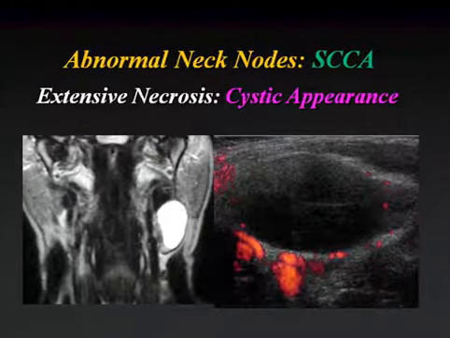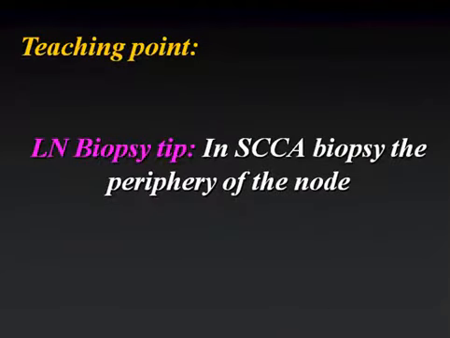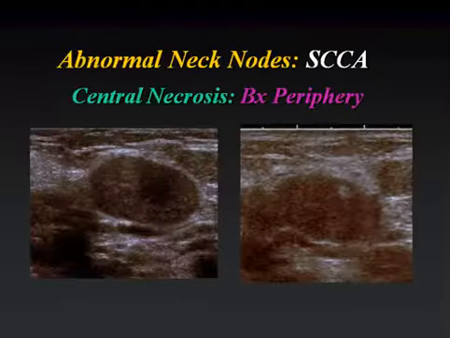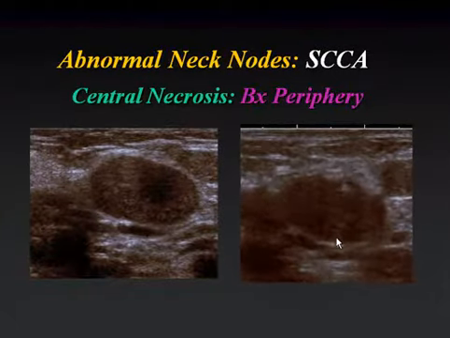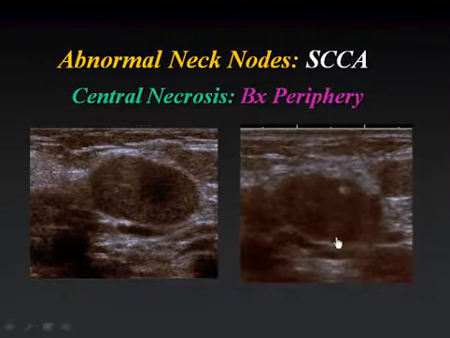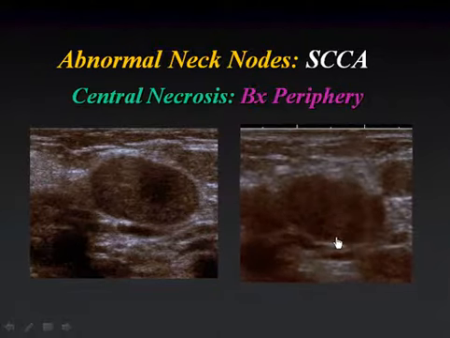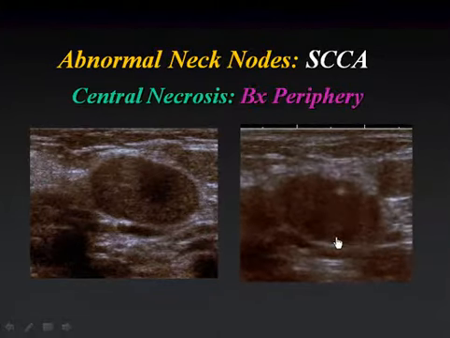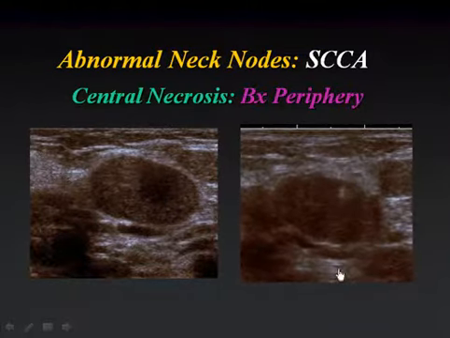And here's another example of extensive cystic necrosis, but you can see there's a little portion of solid tissue more medially, and that's where you need to biopsy. And in general, you will get much more cellularity in biopsying the peripheral portion of a lymph node. And here's such an example, previously biopsied in an outside institution, negative results. And you can see, although the node looks uniform, there was central necrosis, and we can't always see it because we don't have contrast agents as we do in head and neck CT and MR. And here's the example of showing how the needle is on the periphery.